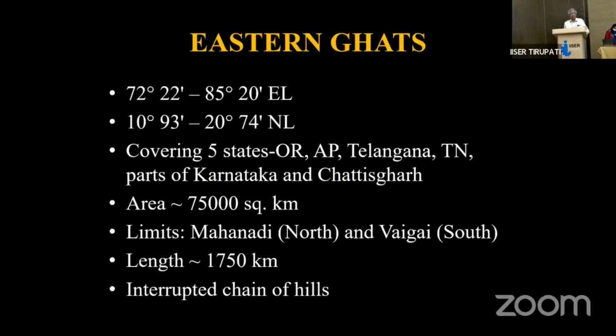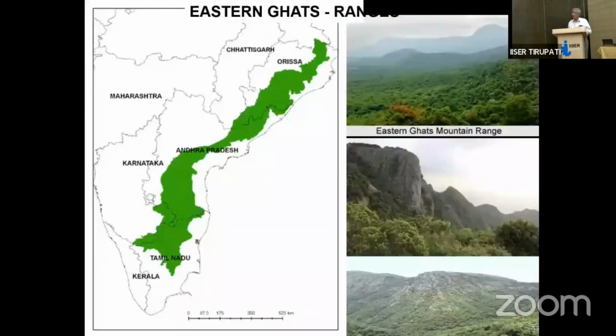Yeah, since morning several of the speakers have been telling what the Eastern Ghats are. Remember, Professor Mathur has not added Chhattisgarh, which is also a little included, because that extends along the Orissa border and the Andhra, Telangana border. So a little Chhattisgarh. Area is 75,000 square kilometers. Limits are Mahanadi in the north and Vaigai in the south. Length is 1750 kilometers, and unlike the Western Ghats, it is an interrupted chain.